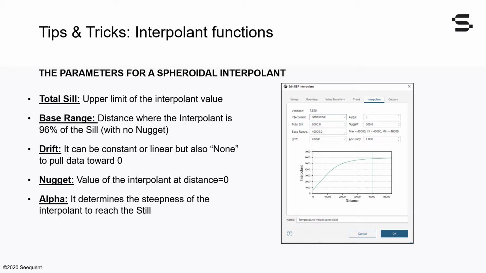The spheroidal interpolant also has the linear and constant drift, but additionally it offers the option to choose to have no drift. In that case, the interpolant will pull down to 0 away from data. Similarly to the linear interpolant, the nugget represents the value of the interpolant at a distance of 0. The alpha determines the steepness of the interpolant to reach the sill. A higher alpha will place more emphasis on the average values of the surrounding samples.